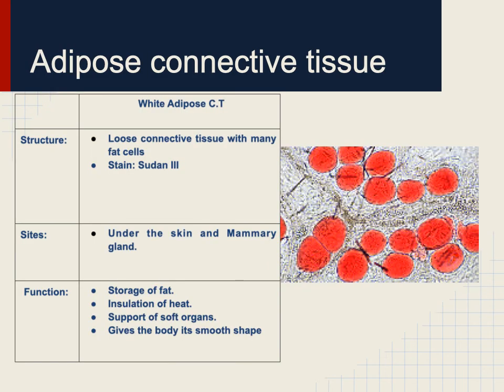Another type, a specialized type of connective tissue, is the adipose connective tissue. As its name says, it contains many fat cells. It is loose areolar connective tissue in which fat cells predominate. As we know, fat cells can be stained with Sudan 3, so this type can be demonstrated with Sudan 3. They are present mainly under the skin and in the mammary glands. They support internal organs like the kidney, insulate heat, form body contour, and store fat.